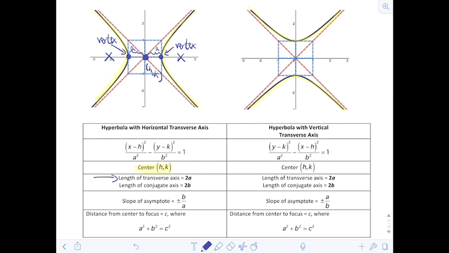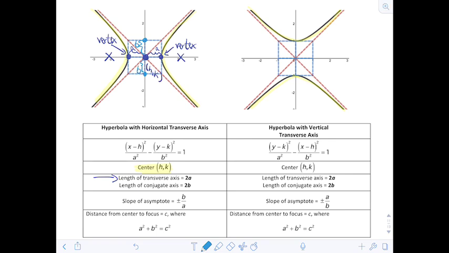Then we have what's called the conjugate axis. Now you're going to see this light blue dashed square or rectangle, and the conjugate axis is actually going the other way. It is perpendicular to the transverse axis, and so the conjugate axis would have points here and here, top and bottom of that rectangle, and the distance from those points to the center is b.